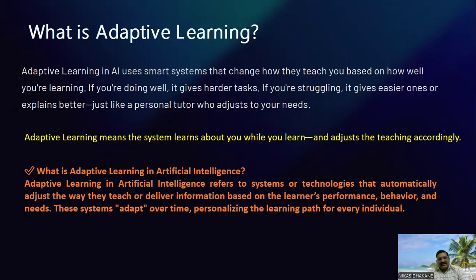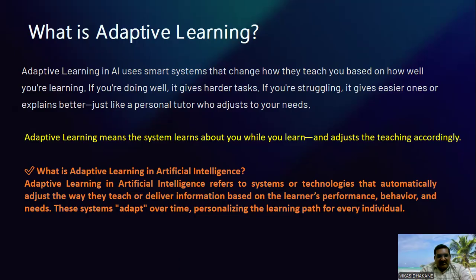So simply, in our normal teaching process, what happens? The same way, the adaptive learning in artificial intelligence takes place. So just keep in mind this definition. When we go forward, I will give some real life examples, and then we'll try to relate this definition with our real life example.